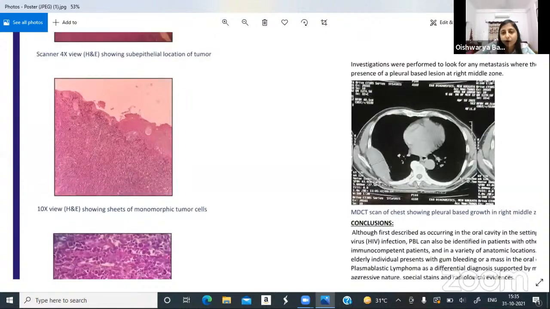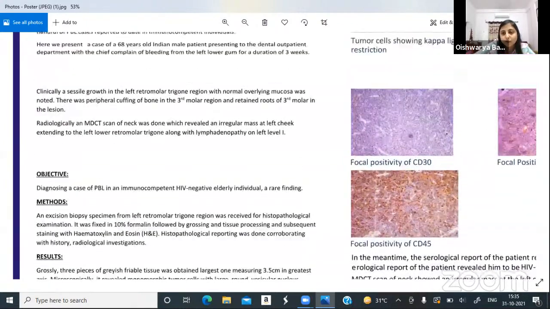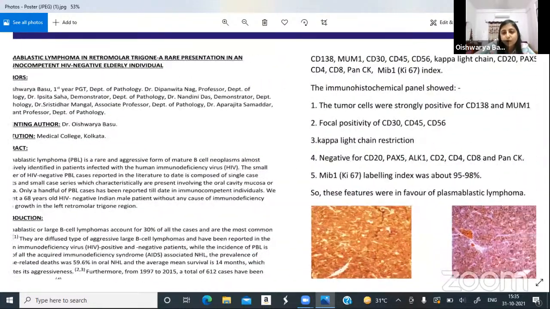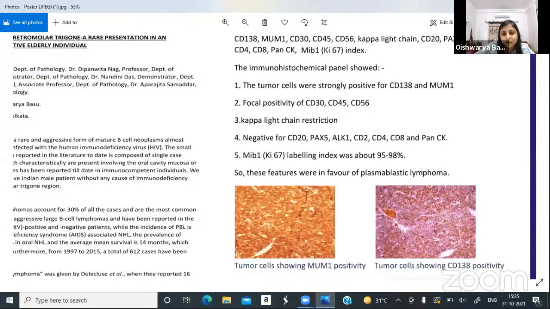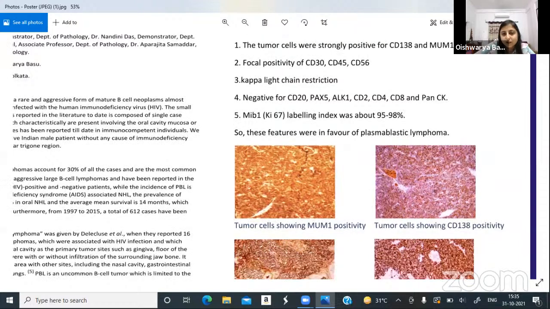We went for an immunohistochemistry panel, which consisted of CD138, MUM1, CD30, CD45, CD56, kappa light chain, CD20, PAX5, ALK1, CD48, PANCK, and MIB index. The tumor showed strong positivity for CD138 and MUM1, and focal positivity for CD30, CD45, and CD56. There was kappa light chain restriction.